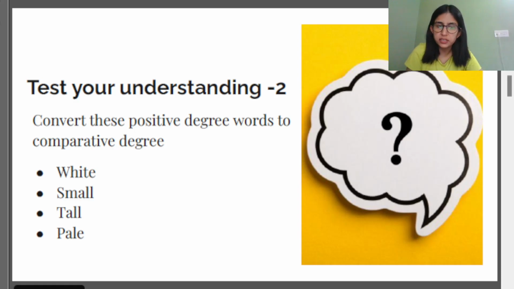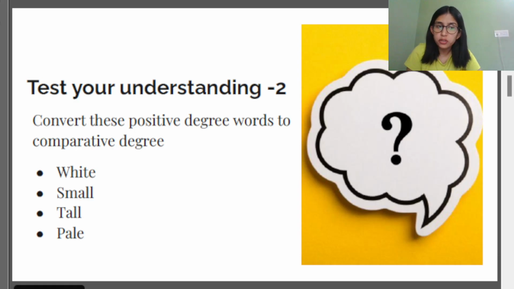Yes, white should be whiter. So we'll be adding only R to it and not ER because E is already there. So white will become whiter. Small, there we do not have E anywhere. So we'll be using ER in the end to make it smaller. In the same way, tall will become taller with the use of ER.